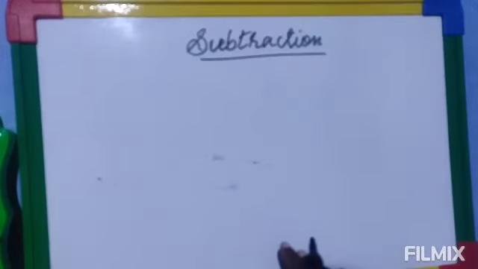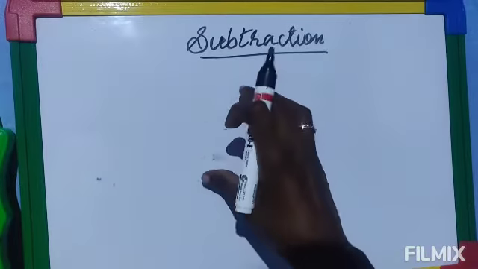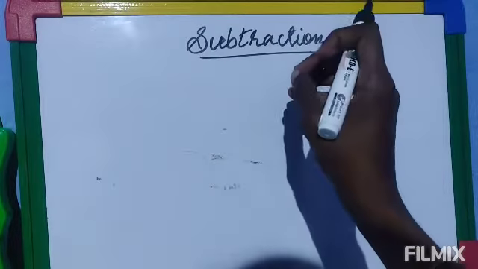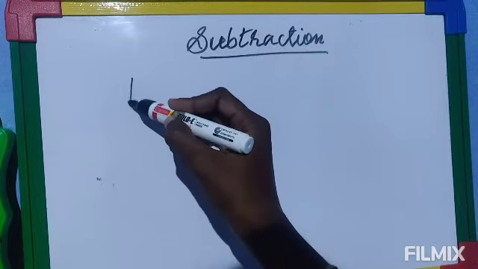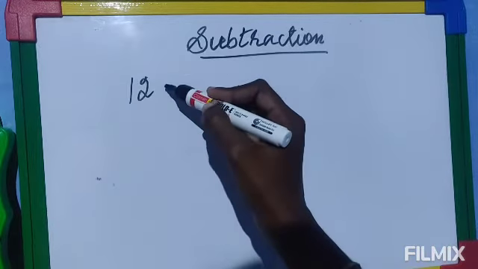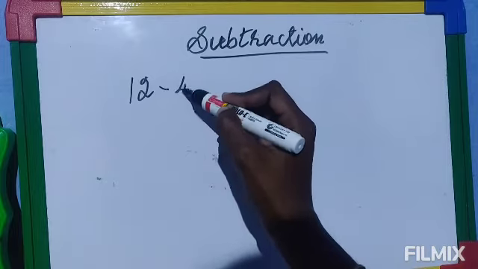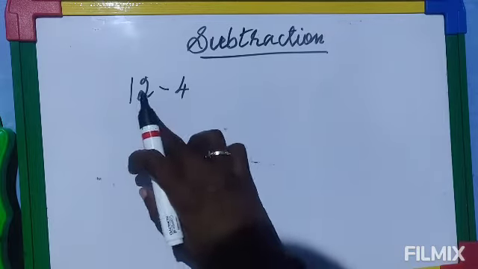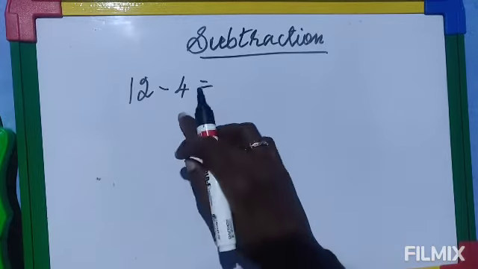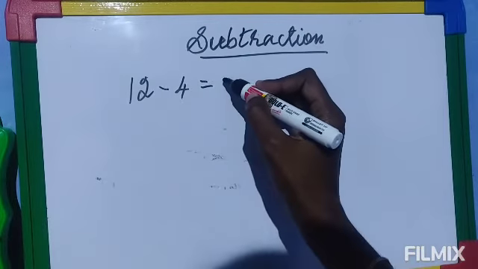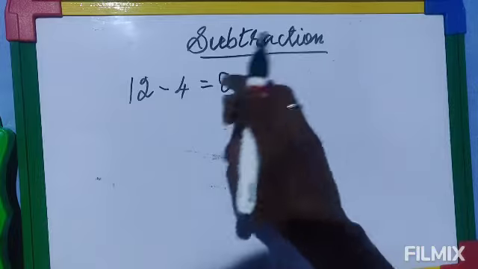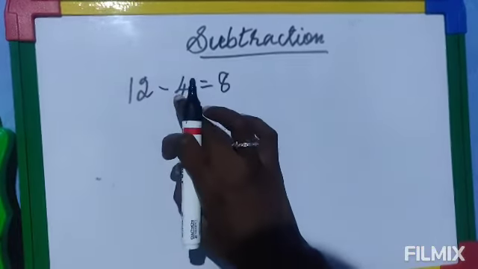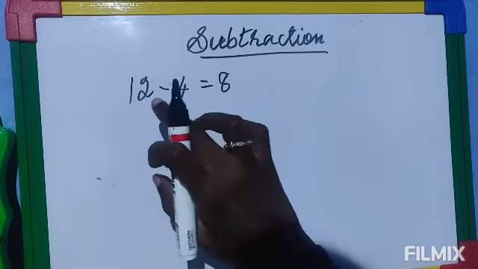Subtraction is the opposite of addition. So subtraction means we take away or reduce something from a bigger amount. Suppose there is a number 12. From here, if you minus 4, we are reducing 4 from 12. So if you reduce 4 from 12, we get 8. So subtraction means reducing or taking away. We are taking away 4 from here, otherwise we are reducing 4 from 12.